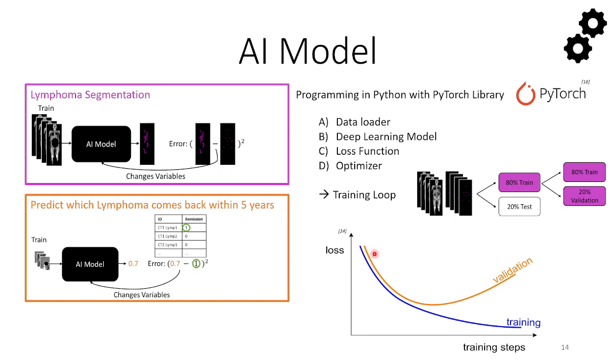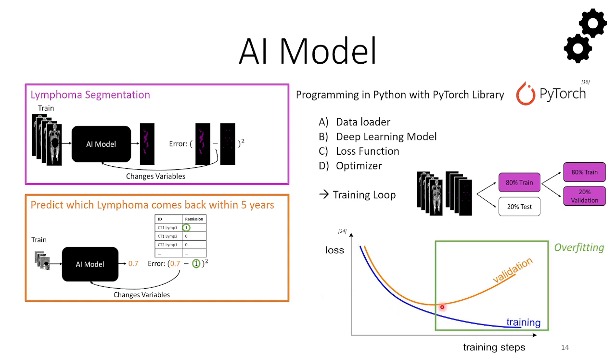In the beginning, the error will be pretty high. In the first training steps the error will be high because the model doesn't know what it should do. So the error between what the model outputs and what it should actually be is high. Ideally, in the beginning, the training loss and the validation loss go down, because we always update the variables with the training data, so it should get better step by step.